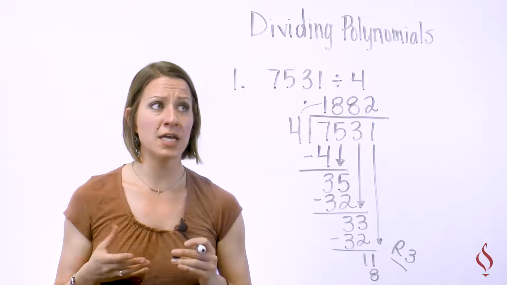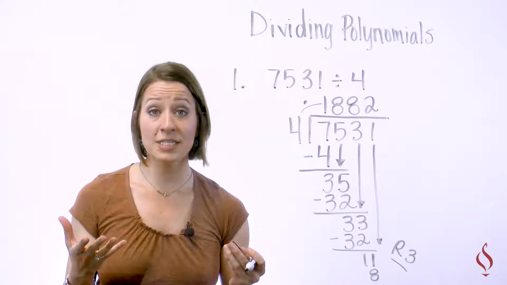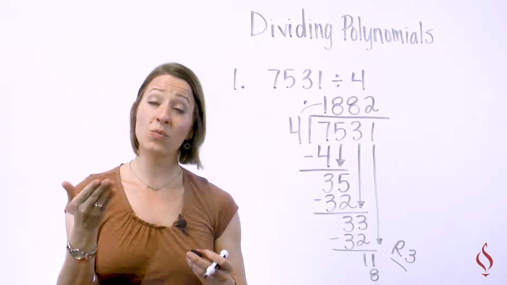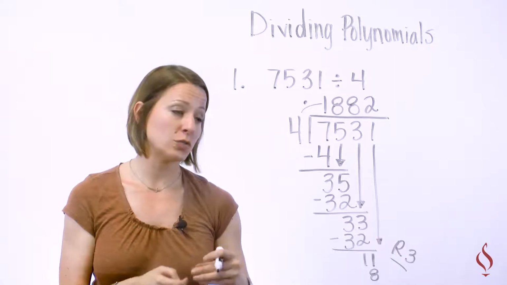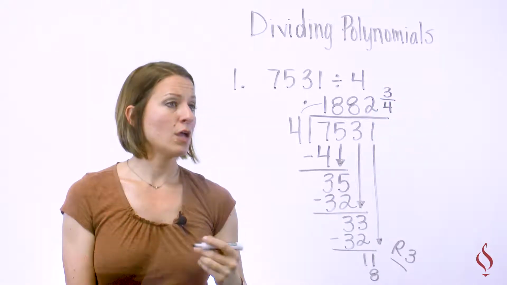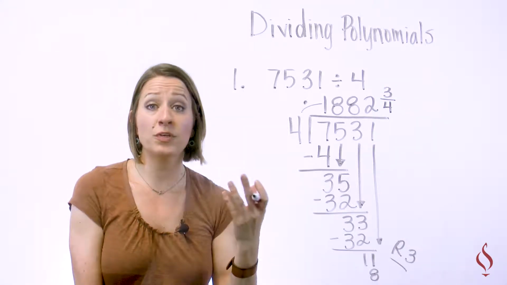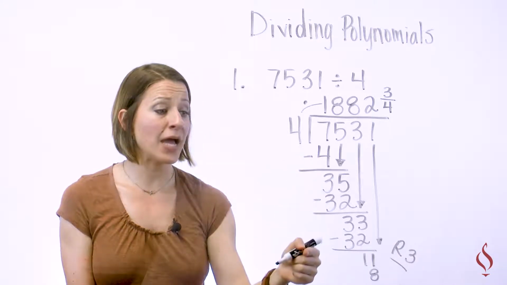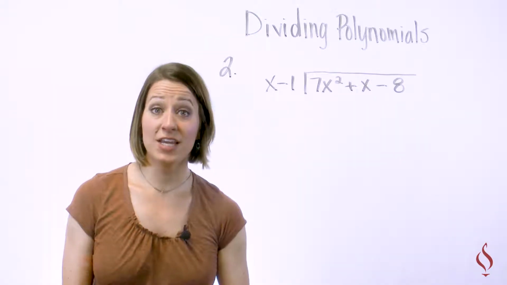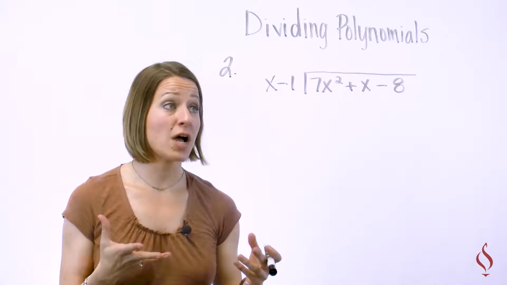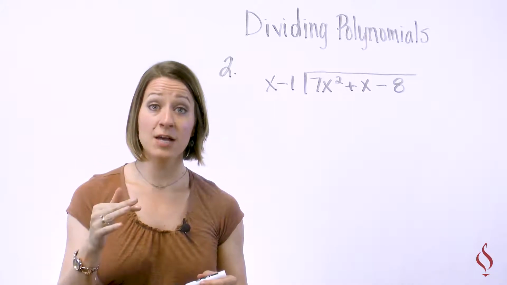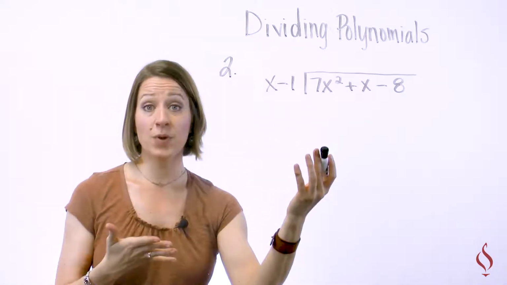Very much like if you said you had 9 cookies and you wanted to divide them in half, you would have 8 and 1/2, one left over out of the 9 over 2. So this is what your answer is going to look like. 1,882 3/4. So we're going to use this same pattern, except now I'm going to show it to you with polynomials. Okay, so take a look at this problem. This is an actual long division with polynomials, so pay close attention because I'm going to go through those same steps from the previous problem with this problem as well.